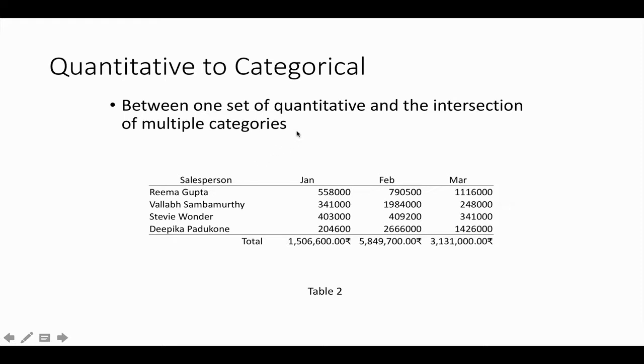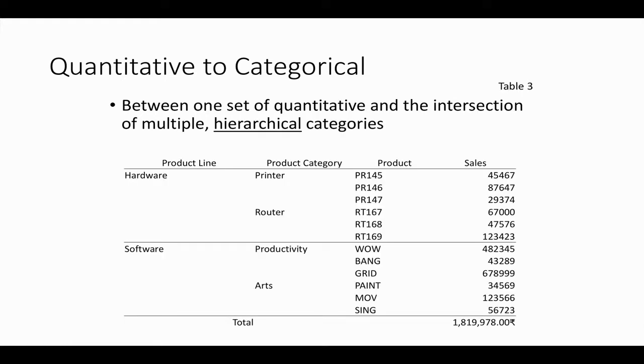We also could be doing one set of quantitative information, which is sales, and the intersection of multiple categories. Again, each time we add a dimension of a category to a visualization, we're basically choosing a different level of aggregation for the quantitative variable. This is quantitative to categorical, where we have one set of sales numbers, which is the quantitative variable, and we have a set of multiple hierarchical categories. And just notice, this is really no different. It's just a different way that we are presenting the data.